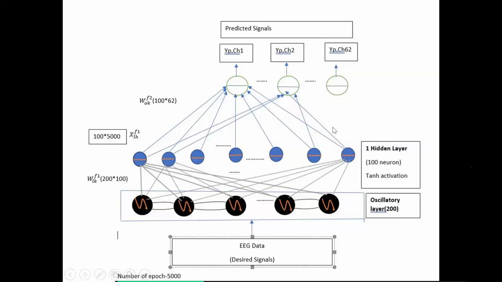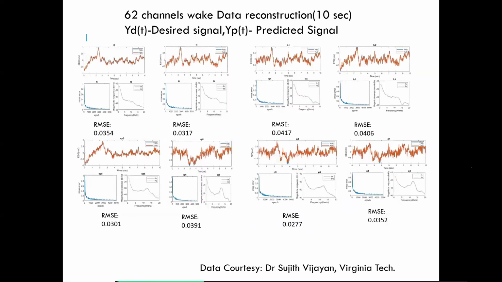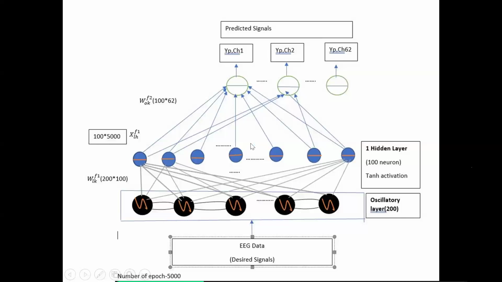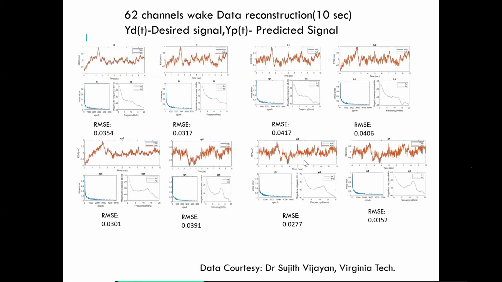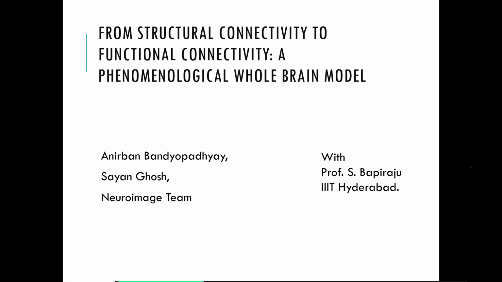And then we train this using backprop. The weights are complex numbers, so we use a complex version of backpropagation called complex backprop. We train that and we get a fantastic fit. The RMSE values here have dropped by an order of magnitude. Earlier I was getting like 0.2, 0.3; now it is 0.02, 0.03. So we get a very good fit, and that too for a large number of channels, something like 60 channels. This work was recently published. This is Sayan Ghosh's PhD work.